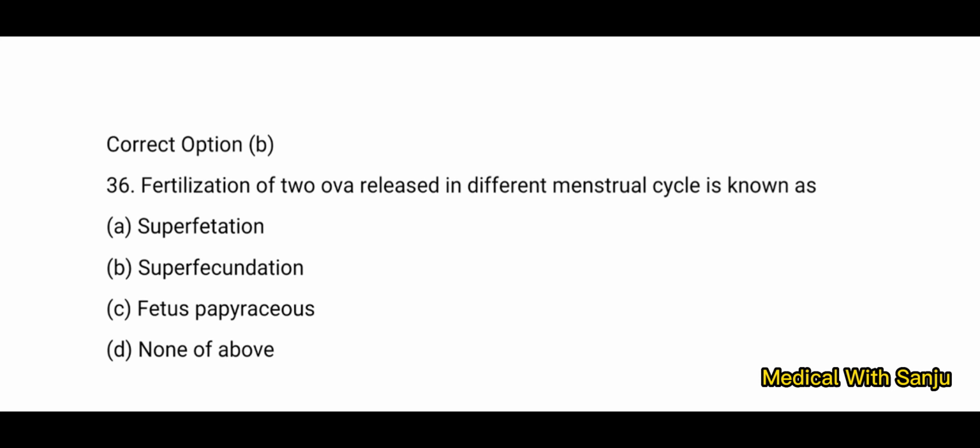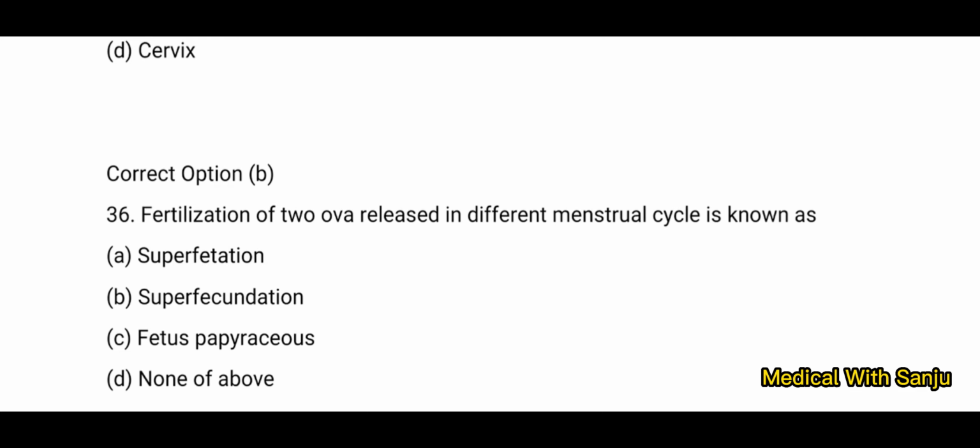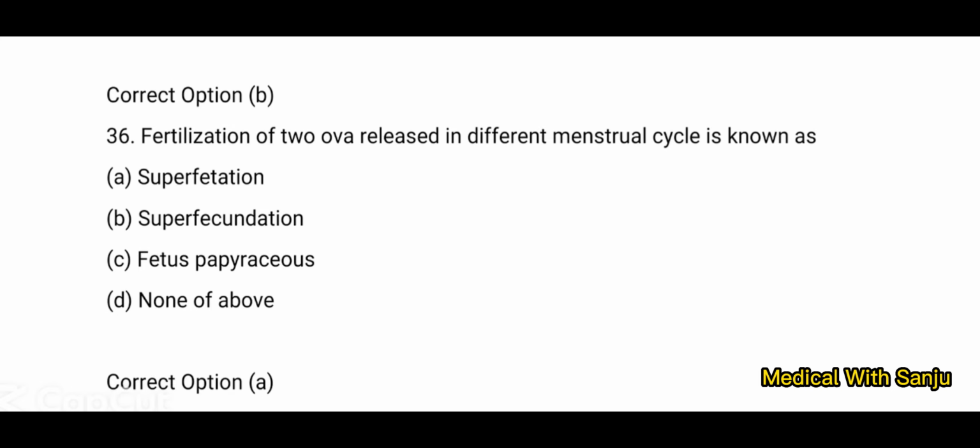Question number 36. Fertilization of two ova released in different menstruation cycle is known as option A. Superfetation, option B. Superfecundation, option C. Fetus papiresis, and option D. None of the above. Fertilization of two ova released in different menstruation cycle is known as superfetation. Option A is right answer.